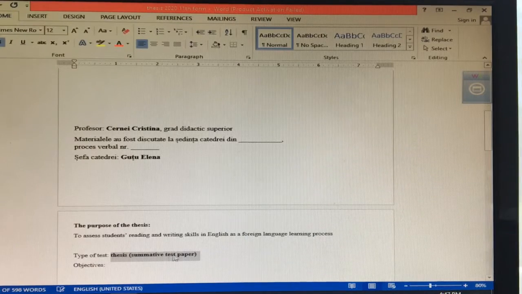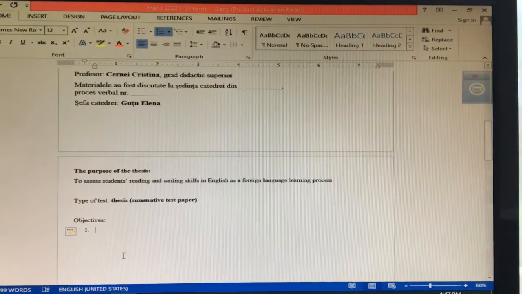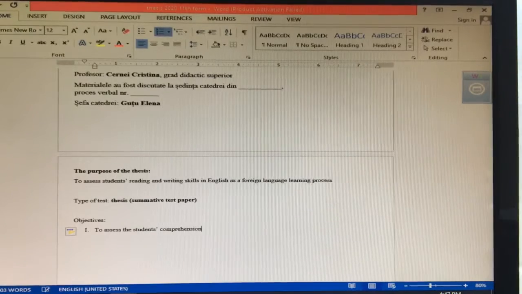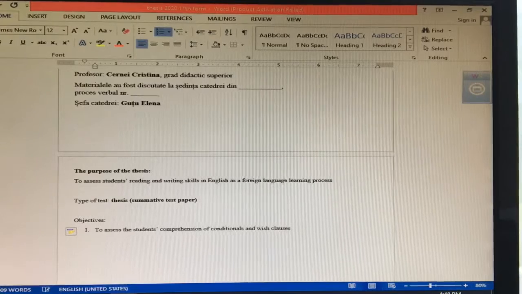And we have there several objectives. The first would be, because this is what we practice with my students, to assess the students' comprehension of conditionals and wish clauses grammar structures.